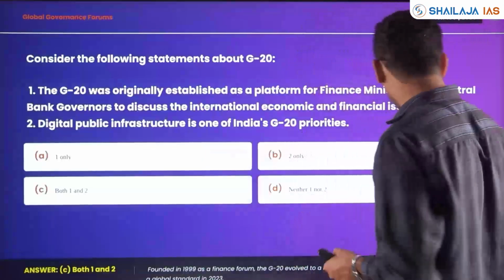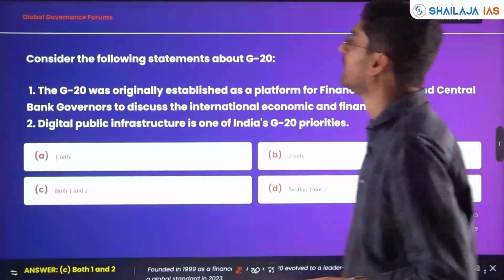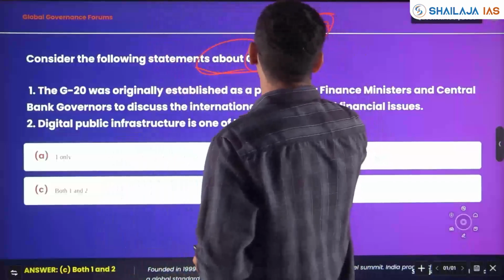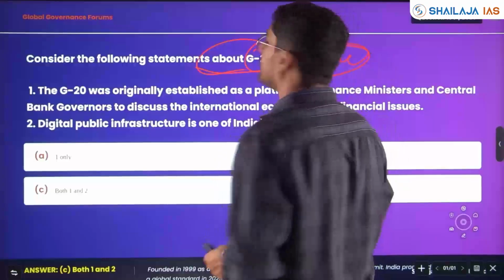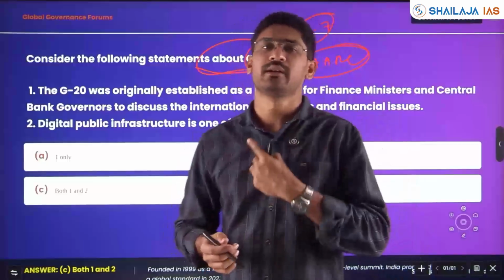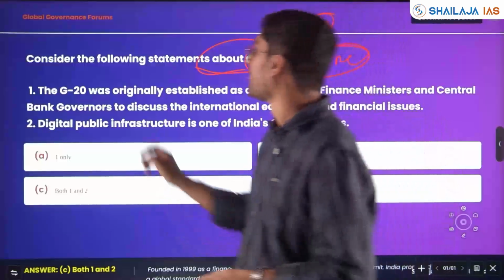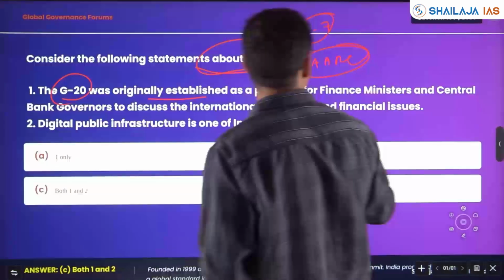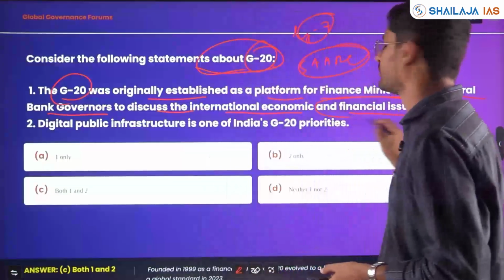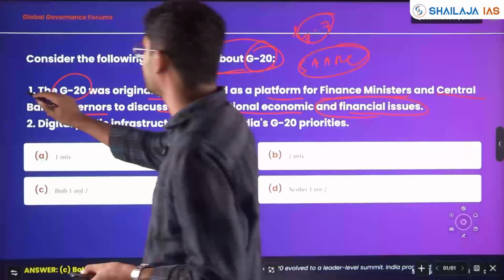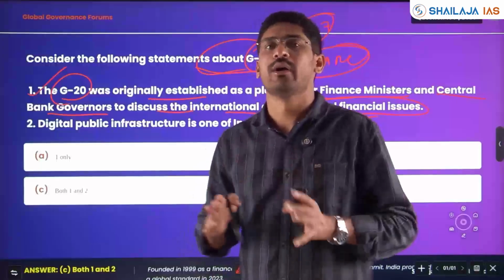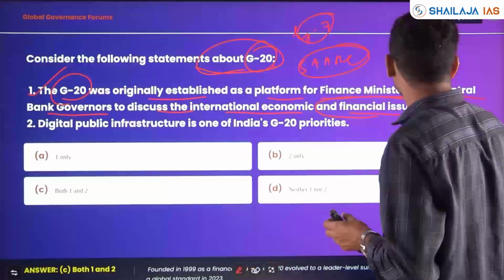Next, global governance again. Consider the following statements about G20. See, G7, G20, SAARC, BIMSTEC, all these important international organizations linked with trade and economy become very important in UPSC economy paper questions. G20 was originally established as a platform for finance ministers and central bank governors to discuss international economic and financial issues. Yes, after the 1999 Asian economic crisis, G20 started as a hub for governors and finance ministers to meet and ensure the world economy is stable and there is no crisis.